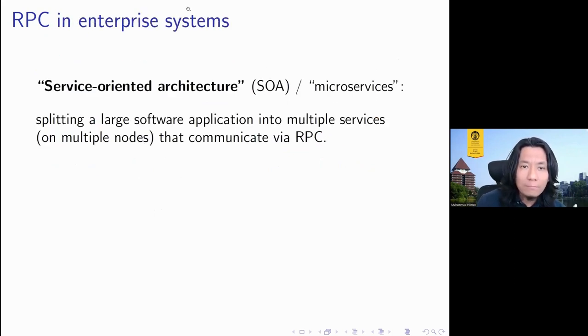All right, so in enterprise systems, this kind of RPC is bundled into one big terminology called service-oriented architecture, SOA. And nowadays, there is a technology called microservices. Maybe you will learn it later in your third year. There are technologies called Docker containers and Kubernetes, which are among the latest technologies in microservices and also inherited the concept of RPC or distributed systems in general.